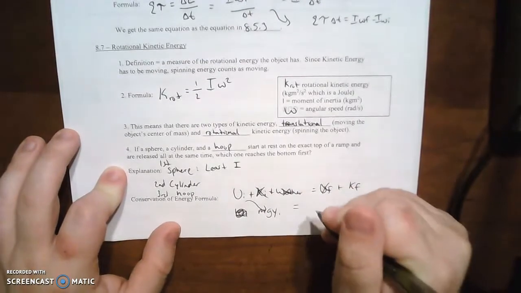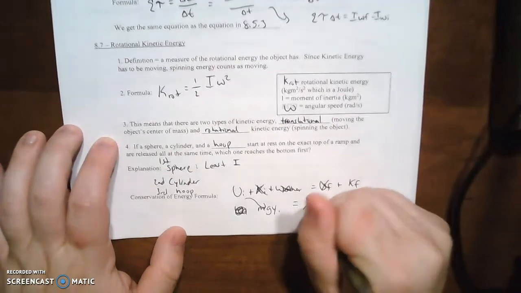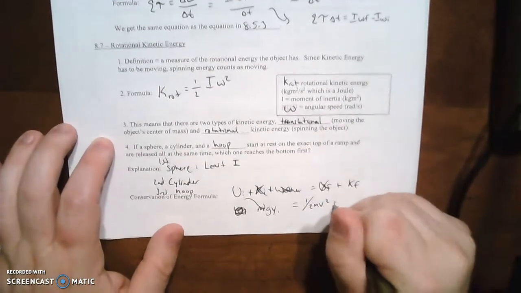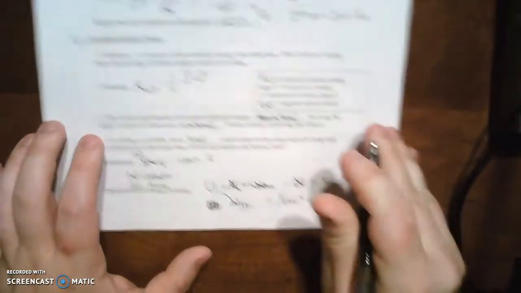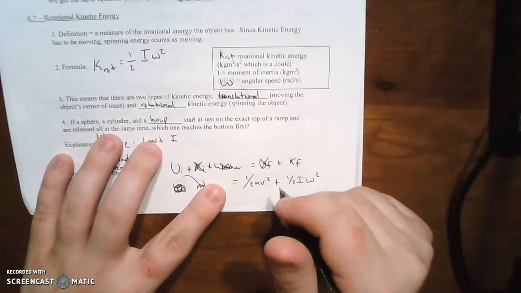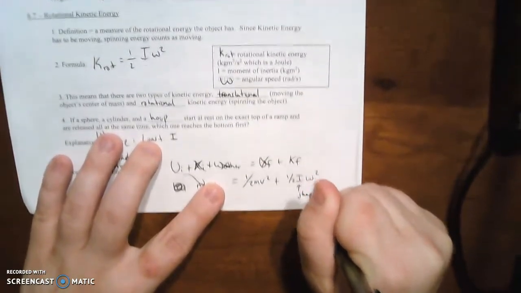But because of the fact we have mixed kinetic energies now, we're going to have some translational kinetic energy as well as some rotational kinetic energy, where this I is dictated by the shape of the object.